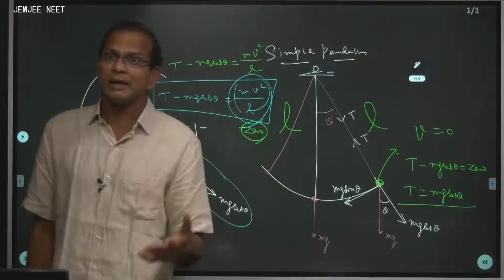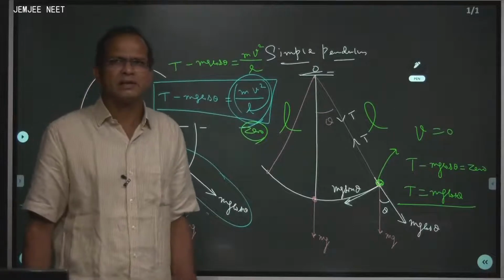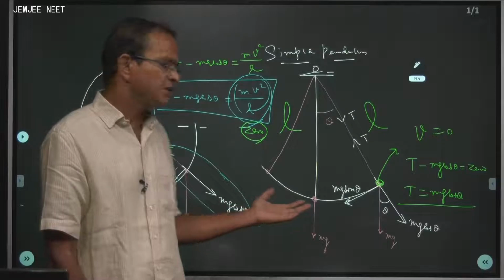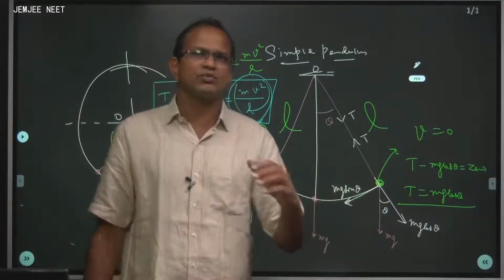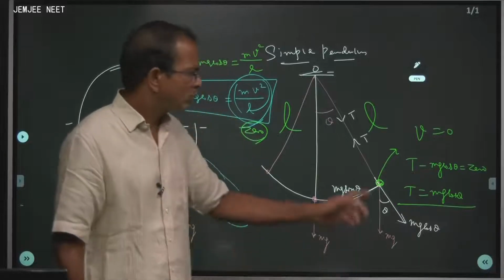So you can take it for granted that at the extreme position T is equal to mg cos theta. They can very well ask the question: a simple pendulum is oscillating with this condition, what is the tension at the extreme position? Clear now? Now, what is cos theta?